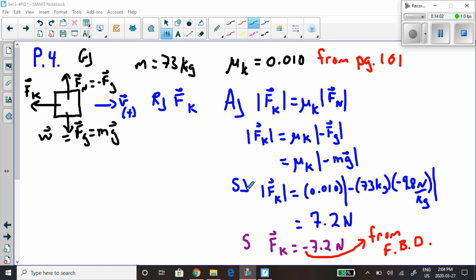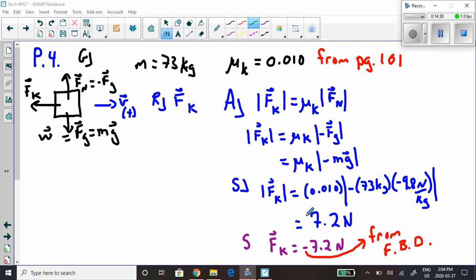Now we can substitute. So the magnitude of the force of kinetic friction is, put in the coefficient of kinetic friction, magnitude sign, negative sign, the mass, the gravitational field strength near the surface of the Earth, negative 9.8 newtons per kilogram, bracket, and close off the magnitude. It's magnitude, kids. Everything turns out positive. So the magnitude of the force of kinetic friction is 7.2 newtons.